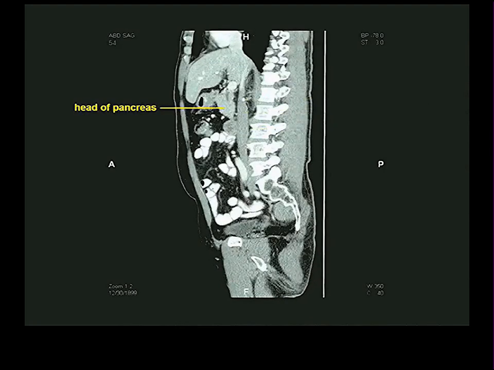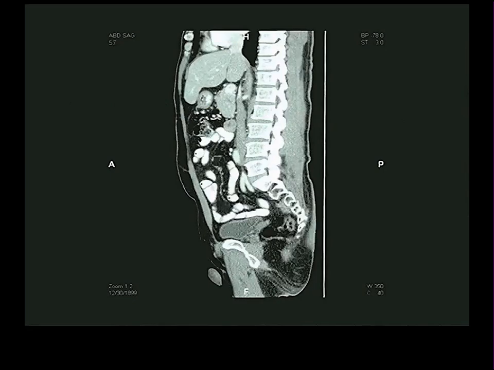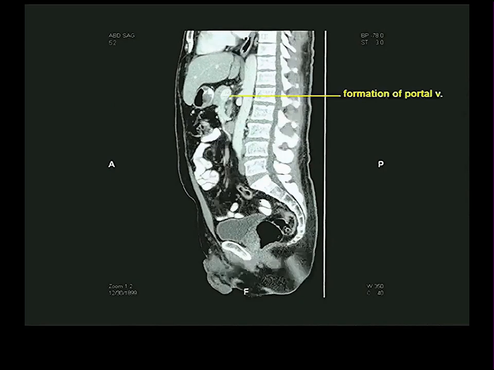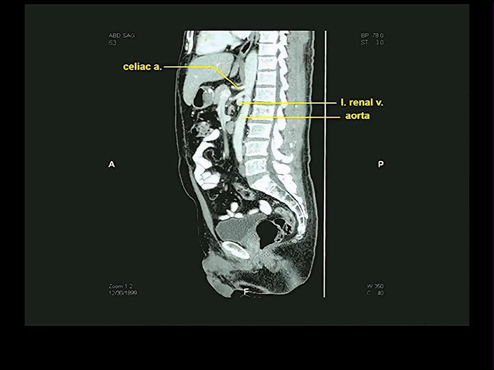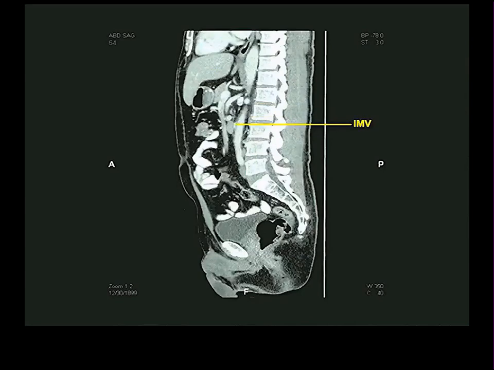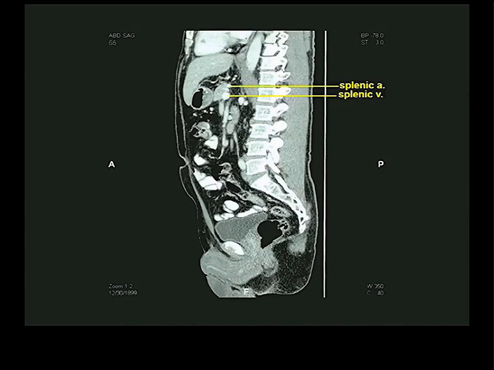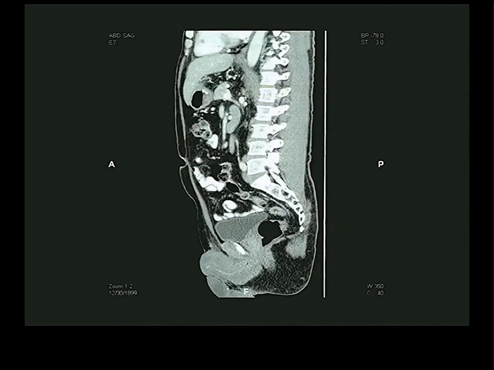which we do. And if we focus on the pancreas, we expect to see the formation of the portal vein behind its neck from the SMV. And if we continue to the left, the splenic vein, here's the origin of the celiac artery and superior mesenteric, the superior mesenteric being behind typically the body of the pancreas. And here's our splenic vein with the splenic artery on the upper border of the pancreas.